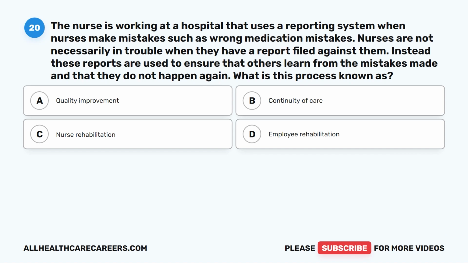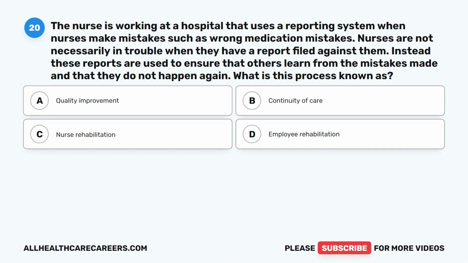Question 20. The nurse is working at a hospital that uses a reporting system when nurses make mistakes such as wrong medication mistakes. Nurses are not necessarily in trouble when they have a report filed against them. Instead, these reports are used to ensure that others learn from the mistakes made and that they do not happen again. What is this process known as?